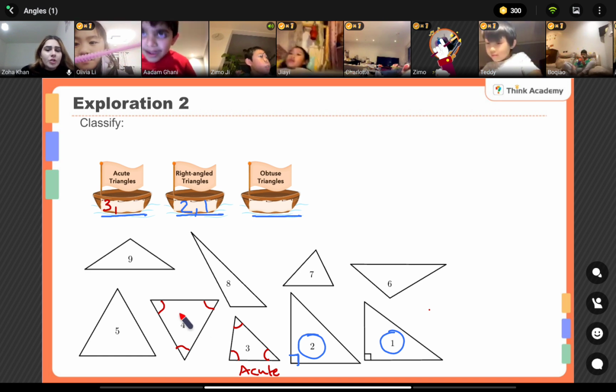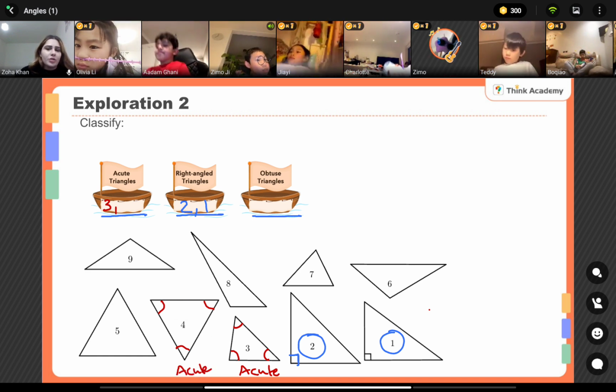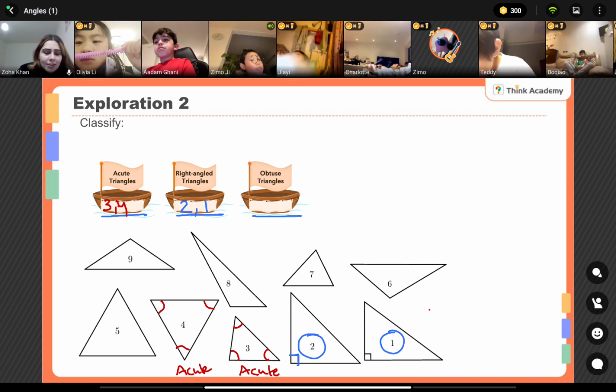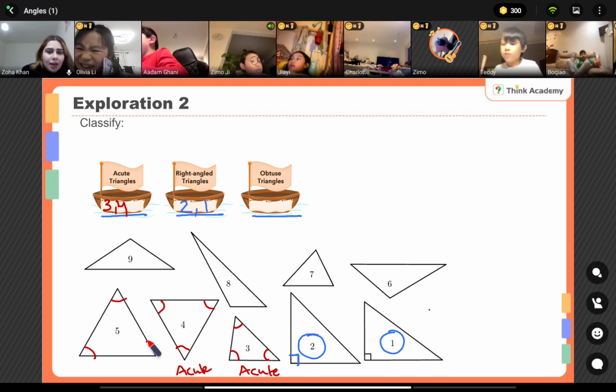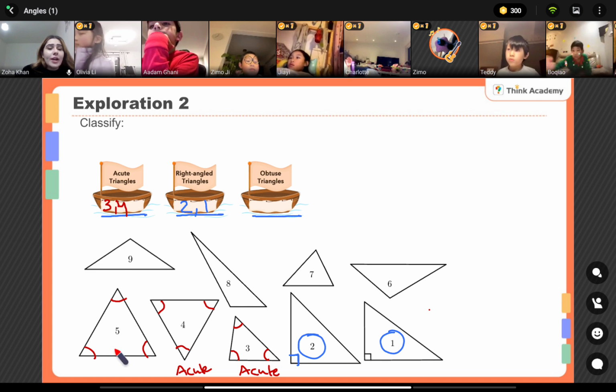Acute. Good. All of the angles inside this triangle are acute angles. So this is an acute triangle. Very well done. Okay, now let's have a look at number 5. We've got this angle, and this angle. Okay, Austin, what triangle is number 5?